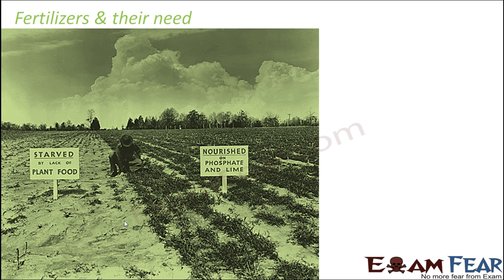Before we talk about biofertilizers, let us first talk about fertilizer. So what is a fertilizer? Looking at this picture, you can see that one side of the field is all empty, with no plants, whereas on this side you see a lot of greenery, a lot of plants. This side was starved because there was a lack of plant food, whereas this side was nourished with phosphate and lime. These phosphate and lime are nothing but fertilizers.